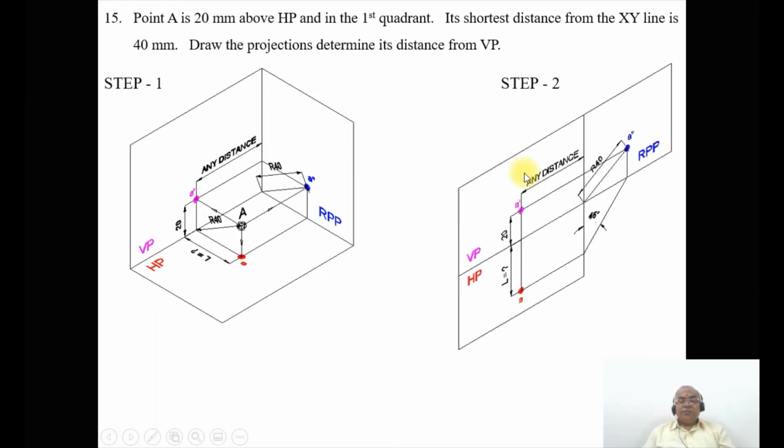Now when you go to step 2, I am just cutting it here and then rotating the horizontal plane down and the right profile plane to the right-hand side, rotating in the counterclockwise direction. Both VP and RPP will be on the same line, and HP will be below the XY line. That is how the images are correspondingly rotated. As we know the distance above HP is 20, from the XY line you will get a distance of 20 mm.